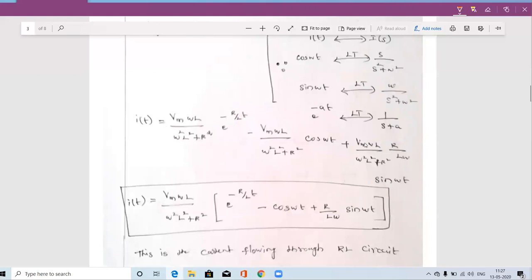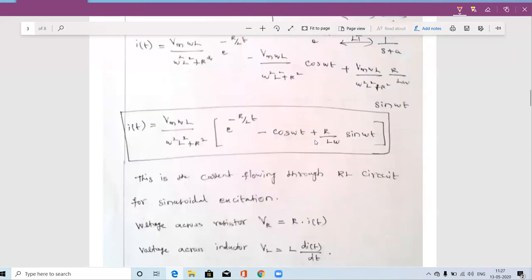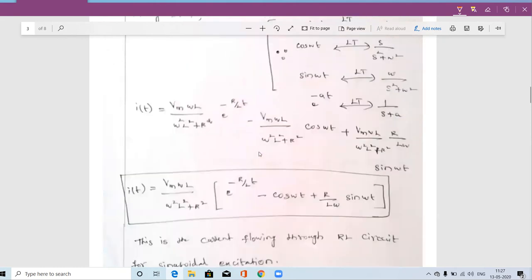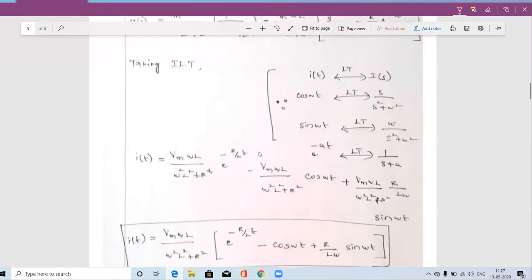You see in the three terms, Vm omega by omega squared L squared plus R squared is a constant. You take this constant outside and you write it like this. Right? So this is the current flowing through the RL circuit for sinusoidal excitation. Based on the same RL circuit, we derived three different transient responses.